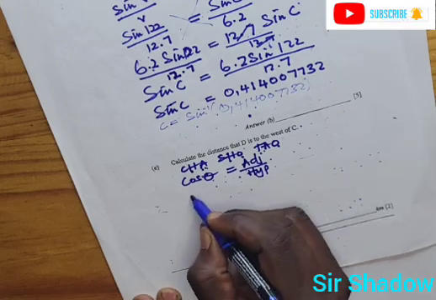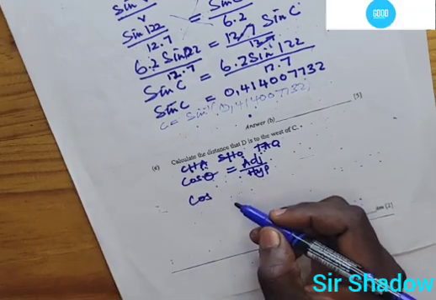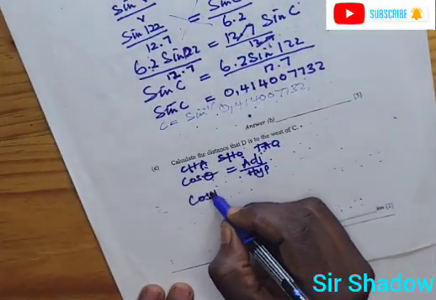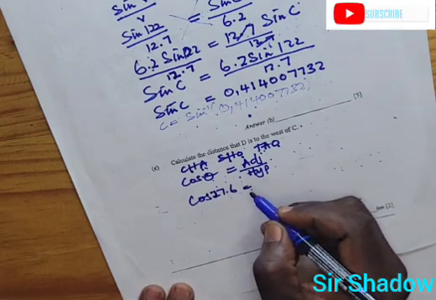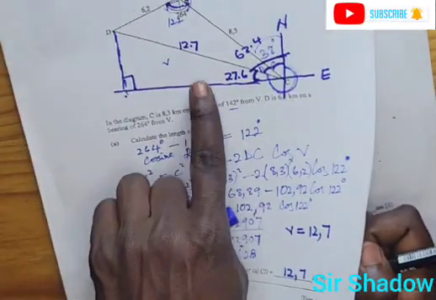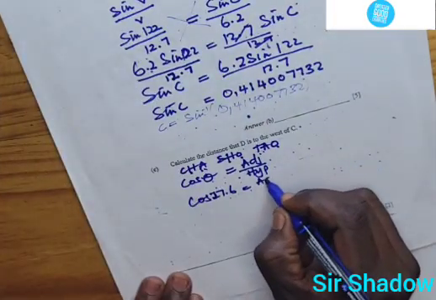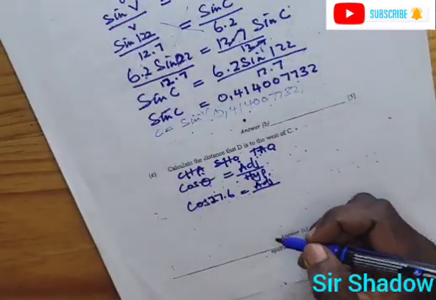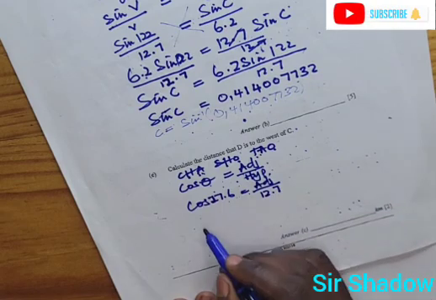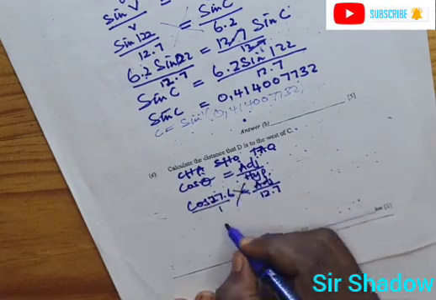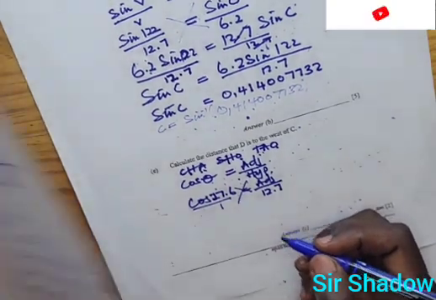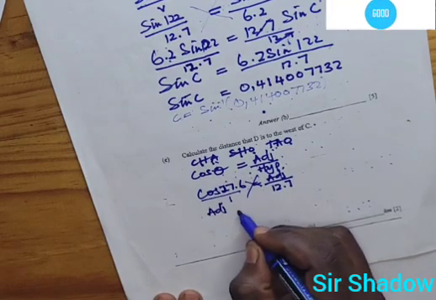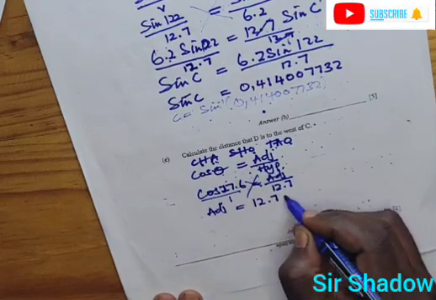Cos theta, which is cos of the angle inside, 27.6. Cos 27.6 is equal to, we are not given the adjacent, but we are given the hypotenuse, so adjacent over hypotenuse, over the side 12.7. Cross multiplication, so the adjacent is equal to 12.7 cos 27.6.